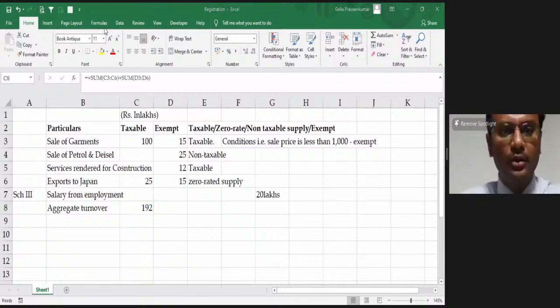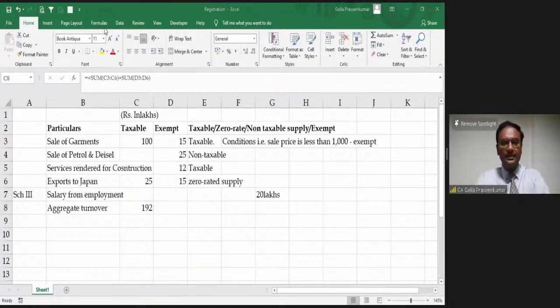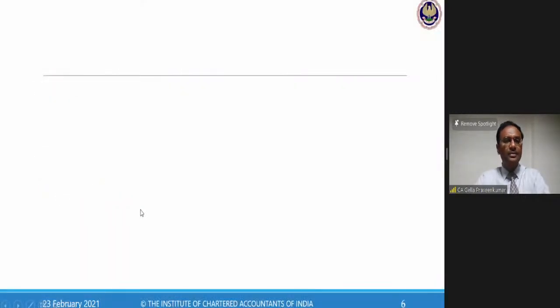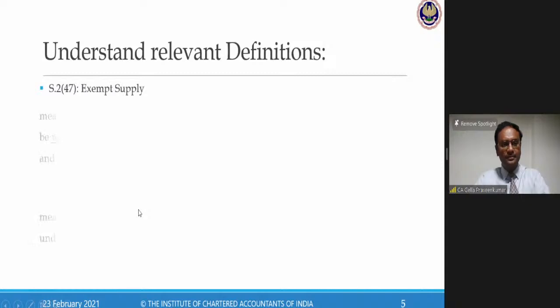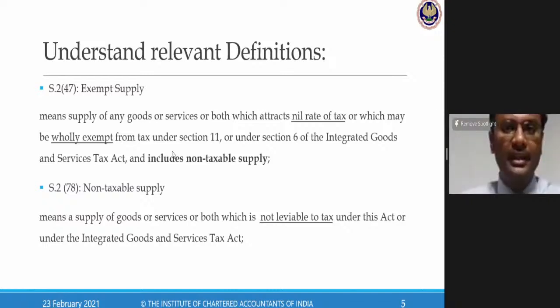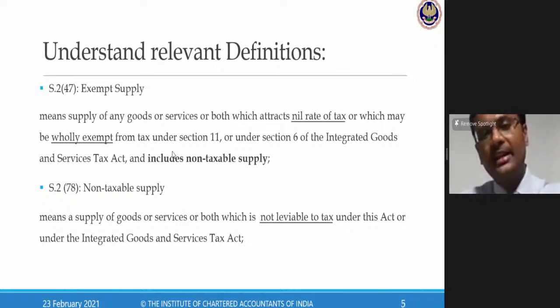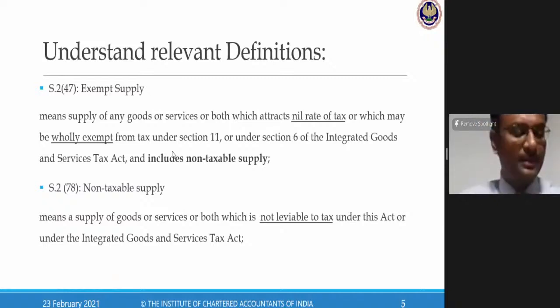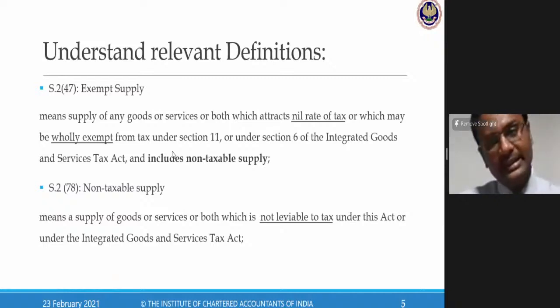Now let us go back to our presentation. So this term non-taxable supply, when we are referring to, please keep in mind, this does not include your Schedule 3 transactions. Now, this is what we need to understand. There's one question. Padmanabhan says, all zero rate supplies are export supplies. Yes, Padmanabhan. Yes.